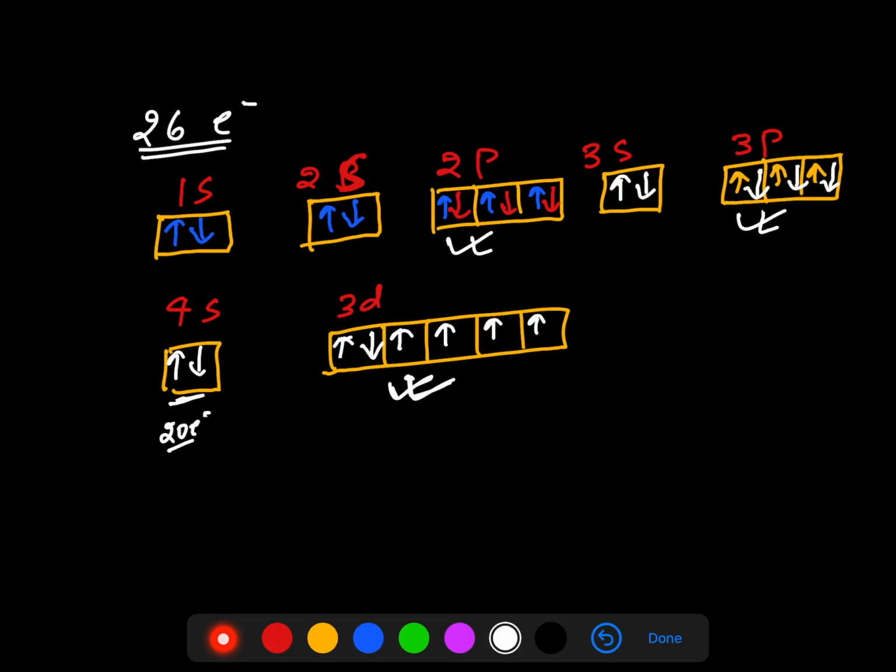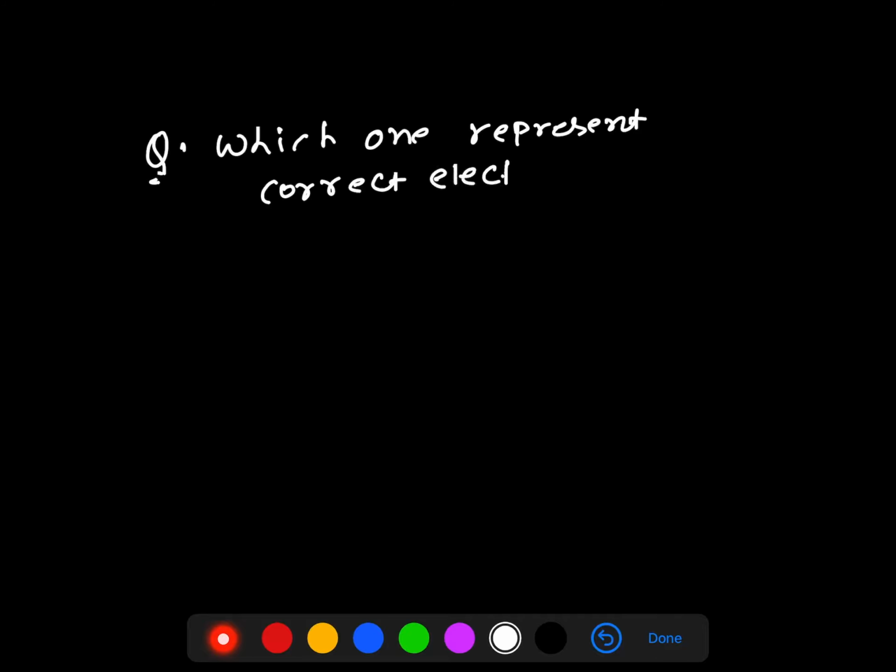Remember, Hund's rule is very important. They will be asking questions based on this concept, right? I will give you a question. We all understood how we apply Hund's rule. It is applied in case of degenerate orbitals. Fine. So there was a question asked like this: which one represents the correct electronic configuration of nitrogen 7? Now nitrogen 7 has 7 electrons, we know that, right?